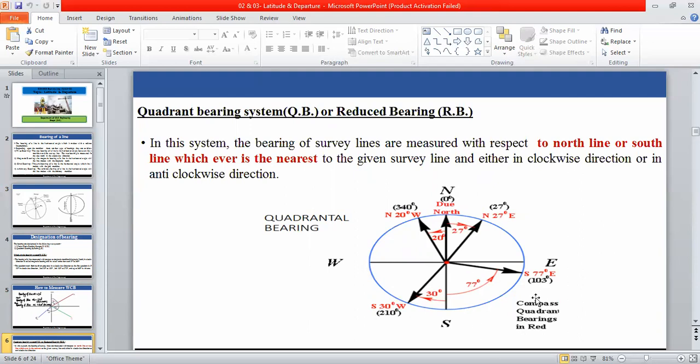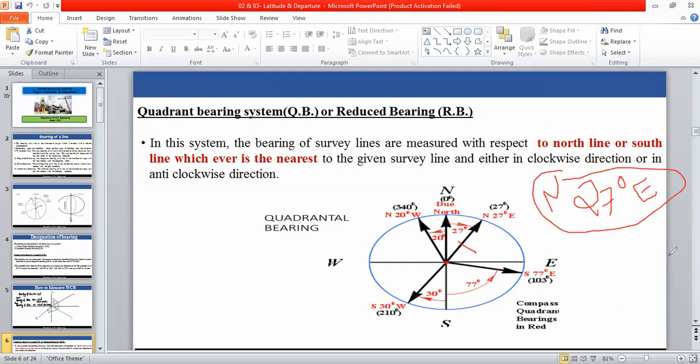So if we see in this diagram, these are some survey lines. I'll talk about this first one. So the angle is 27 degrees. Now we will have to see in which quadrant it is lying. So it is lying in north and east. Clearly, it is closer to north as compared to south. So we will designate this bearing as north 27 degrees east. So this will be the reduced bearing. In this particular case, whole circle bearing and reduced bearing are the same.